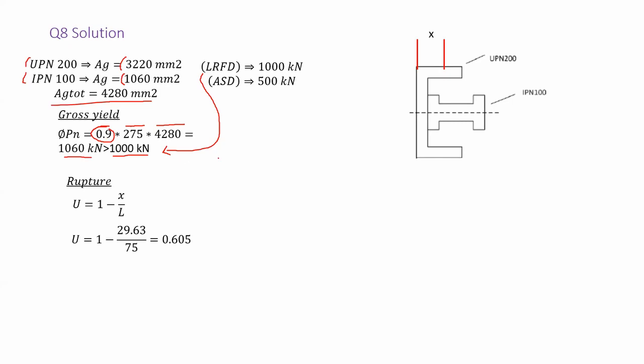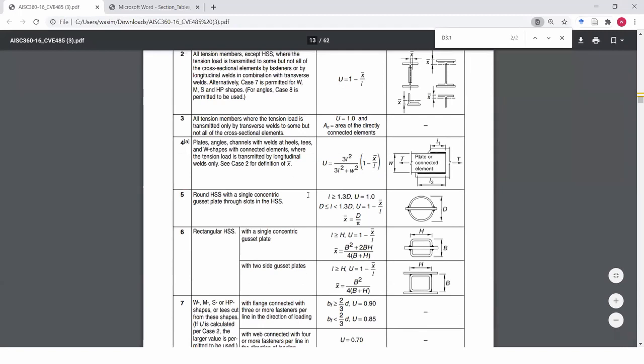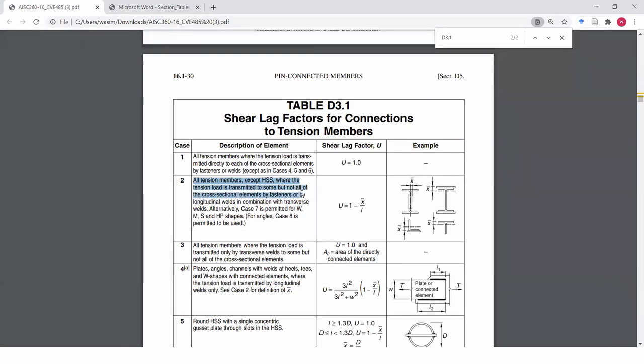Now, since my connection is actually welded, I will make use of the table. Okay, so from here, it says that all members in tension, where the tension load is transmitted to some but not all of the cross-sectional element by fasteners or by longitudinal welds in combination with transverse welds. So weld actually goes in case number 2. So that's why I'm taking this equation.